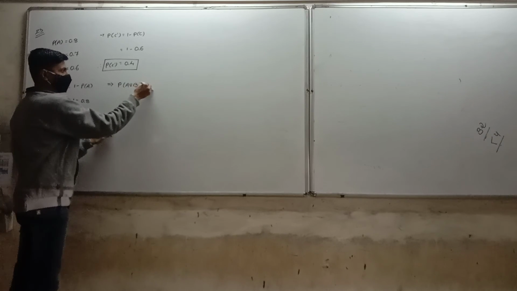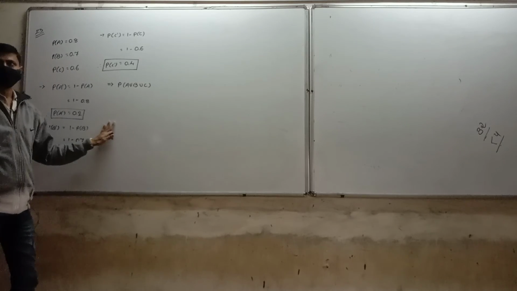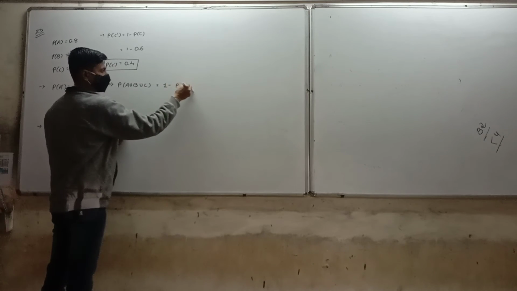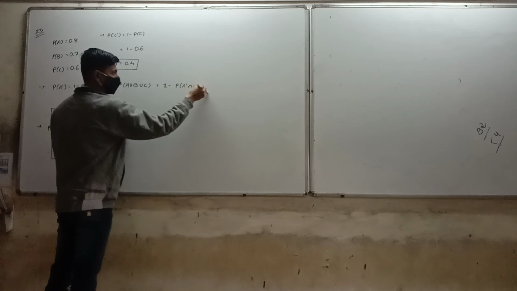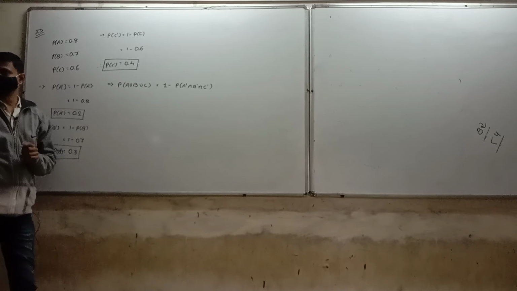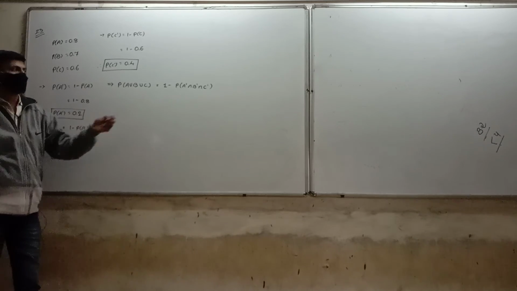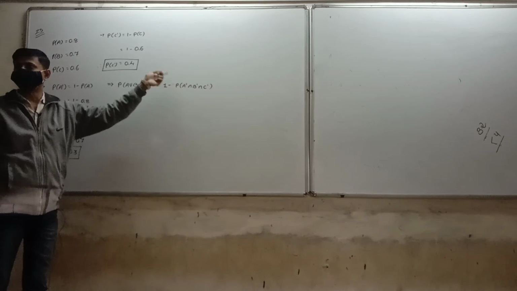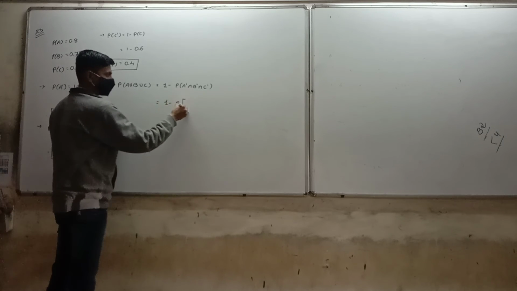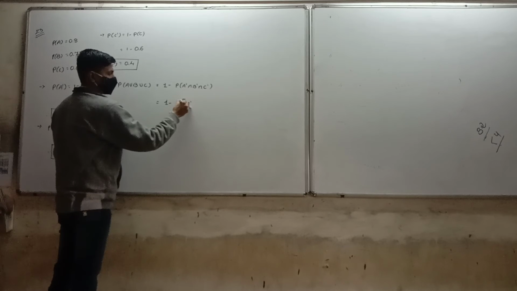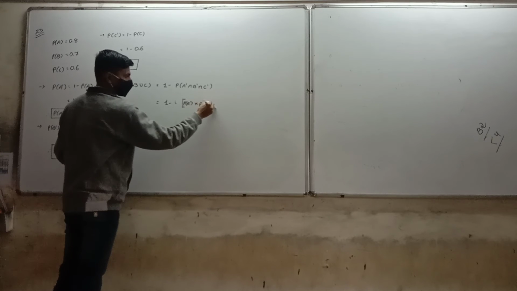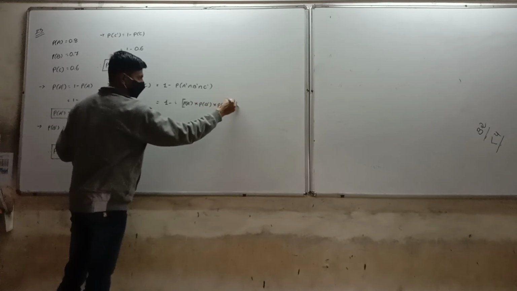New line, write down P of A union B union C is equal to 1 minus P of A dash intersection B dash intersection C dash. Here all 3 events are independent. Independent events or law of multiplication formula: P of A dash into P of B dash into P of C dash. 1 minus P of A dash into P of B dash into P of C dash.